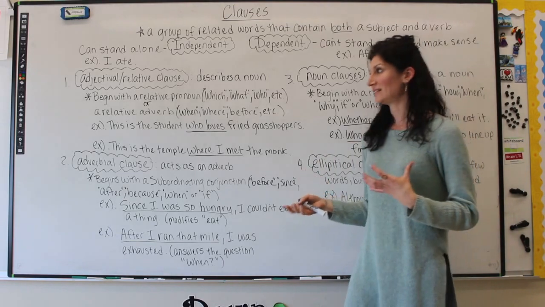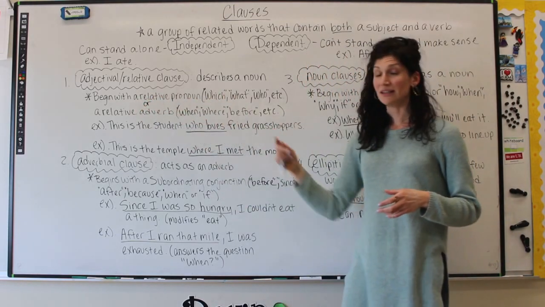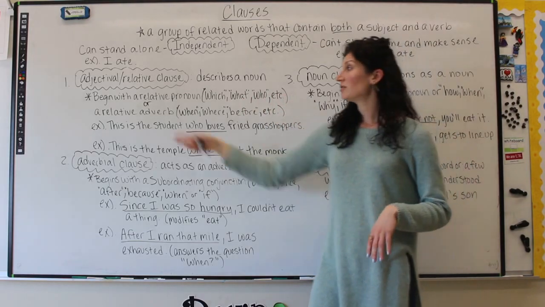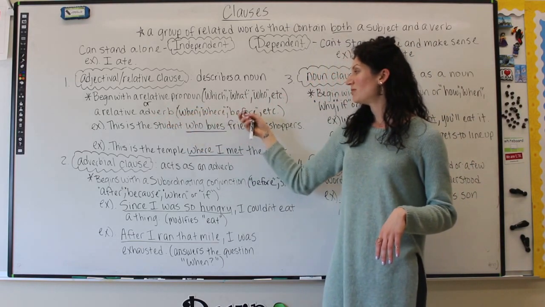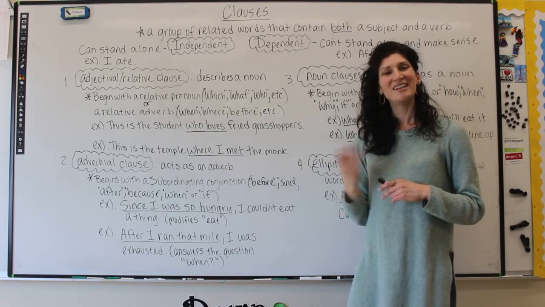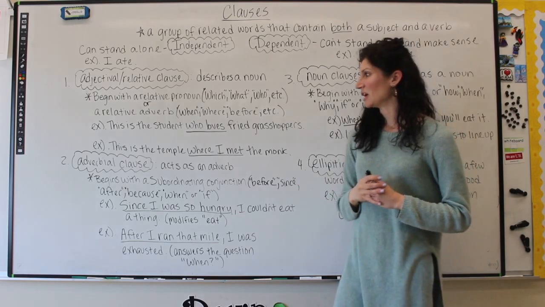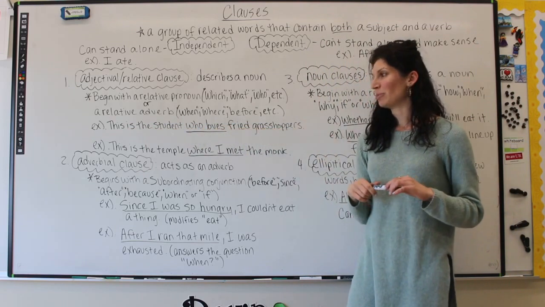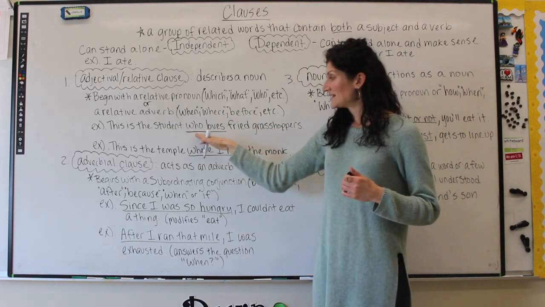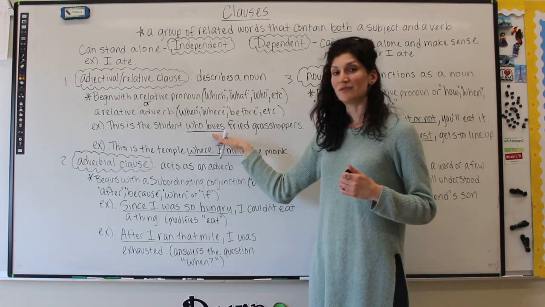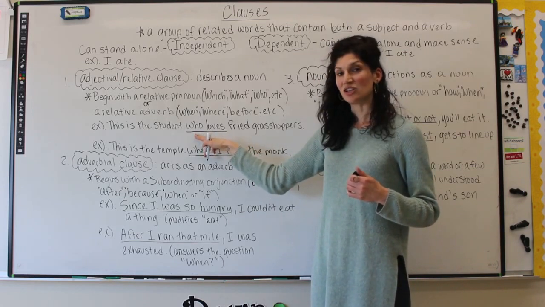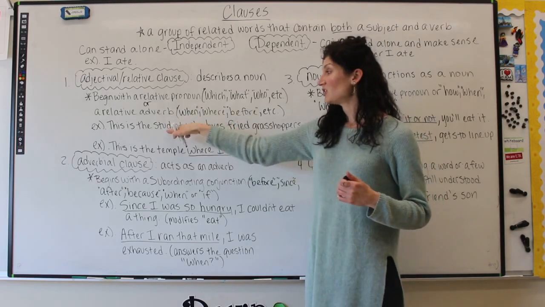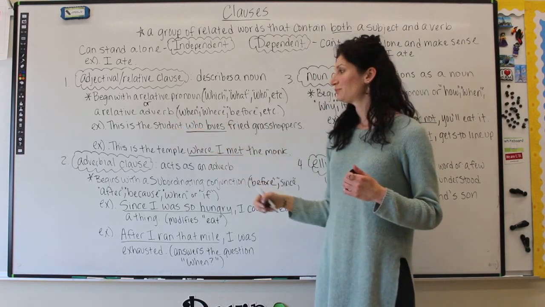So these kinds of clauses begin with either a relative pronoun, like which, what, who, etc., or a relative adverb, like when, where, before, etc. Let's take a look at a few examples we have here. This is the student who loves fried grasshoppers. In this example, we have the clause who loves. Who is acting as our subject, and loves is acting as our verb, and together they describe the student.